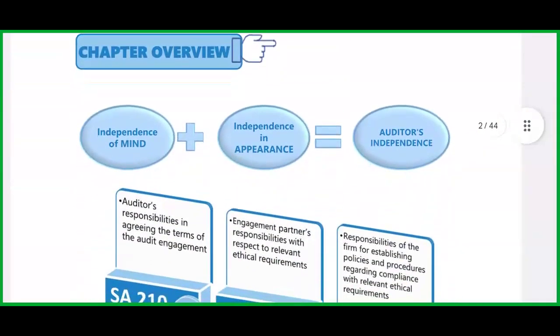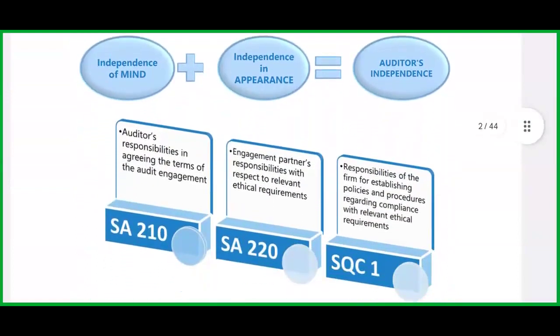So overall, we see independence of mind plus independence in appearance is auditor's independence. In order for an auditor to be independent, he has to be independent both internally and externally. In his mind, in his thought process, along with his actions, that is his appearance, shows that the auditor is independent enough to carry on the audit.